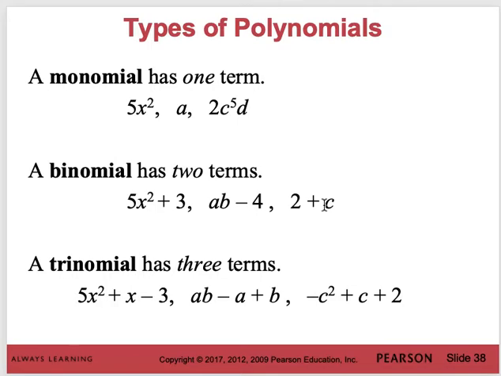A trinomial has 3 terms, so our first term is 5x squared, the second term is x, and the third term is negative 3. In the second example, a times b is the first term, negative a is the second term, and positive b is the third term. And then our third example, negative c squared is the first term, c is the second, and 2 is our third, so trinomial.